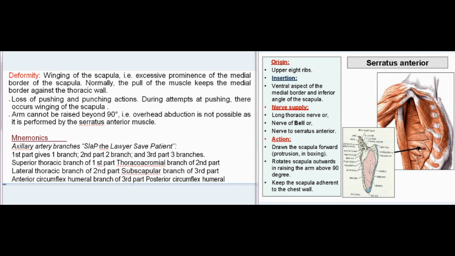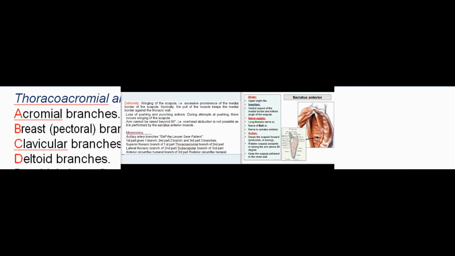Mnemonic: axillary artery branches, "slap the lawyer save patient". First part gives 1 branch, second part 2 branches, and third part 3 branches. Superior thoracic branch of first part. Thoracoacromial branch of second part. Lateral thoracic branch of second part. Subscapular branch of third part. Anterior circumflex humeral branch of third part. Posterior circumflex humeral branch of third part.